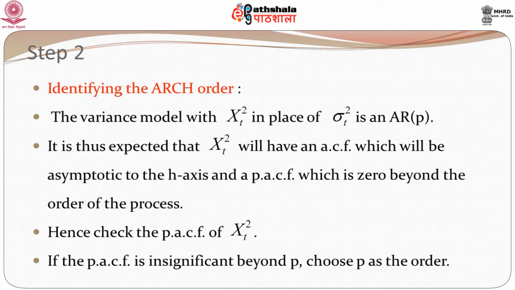And if the PACF is 0 beyond some point, then that point is the order of the process. This is exactly how we identify the order of an AR(p) process. We look at the PACF and see where it becomes 0. Suppose it becomes 0 at 10, then we know that the order of the process is 9. So, we can use the same technique using x_t squared instead of x_t in this case.